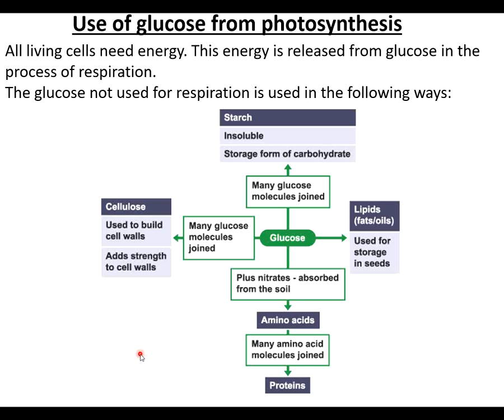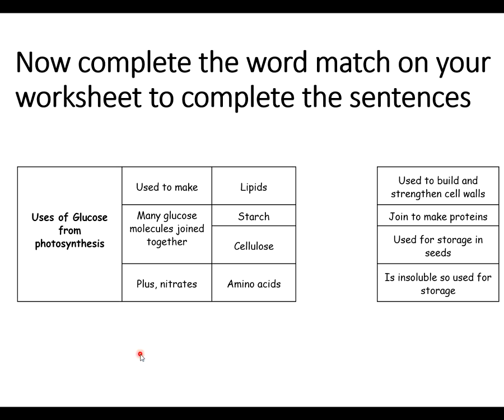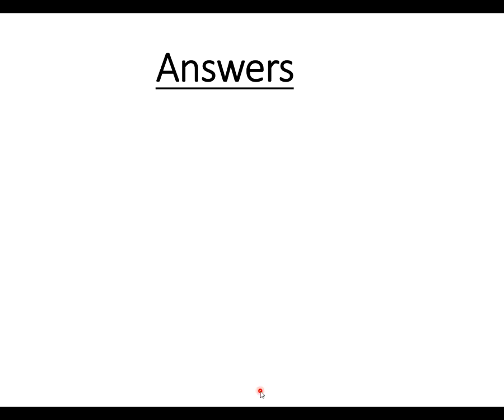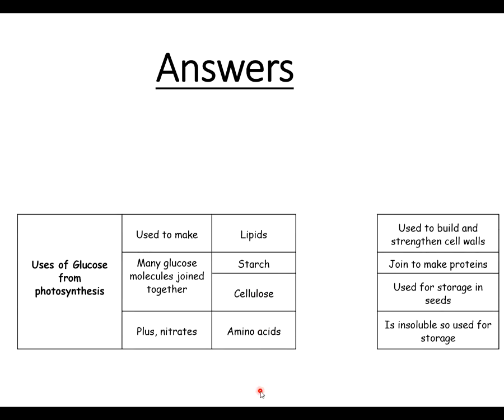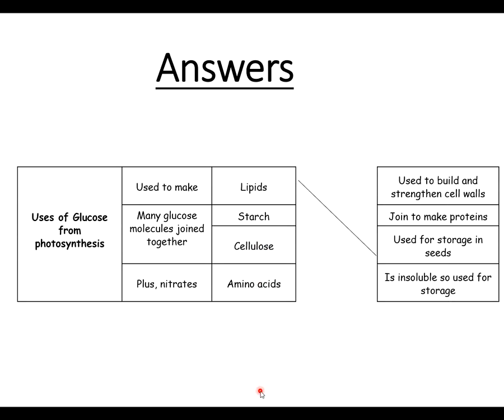So we're going to again have a look at our worksheet and just remind ourselves of what's going on. So these are the uses of glucose. Glucose is used to make lipids. So again, you want to stop the video and see if you can join up the lines, but we'll go through them. Lipids are used for storage in seeds. Many glucose molecules join together to make starch. Starch is insoluble, so used for storage. Cellulose is used to make cell walls. And glucose plus nitrates is used to make proteins.